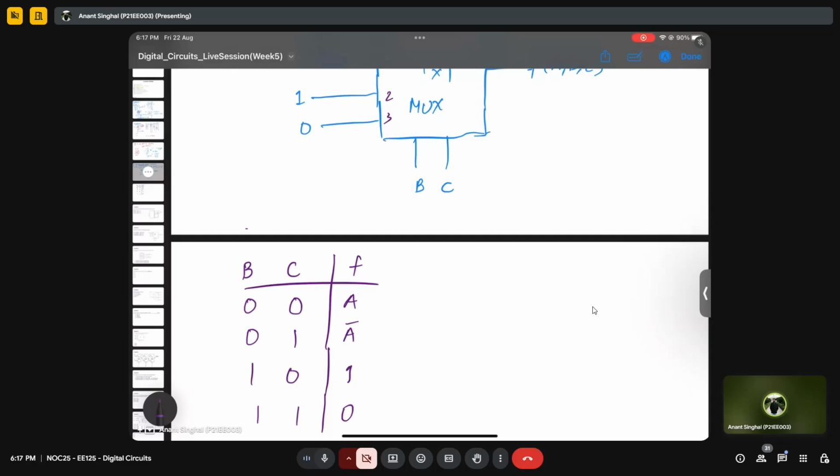Is this table clear to everyone? It is quite basic, but is it clear? Okay. So can I write this as A times B bar C bar, the first term. The second term is A complement B bar C. The third term is 1, so we need to write both A plus A bar, and this is B C complement. And the fourth term is 0. Is this clear to everyone, the function that I have written just now?